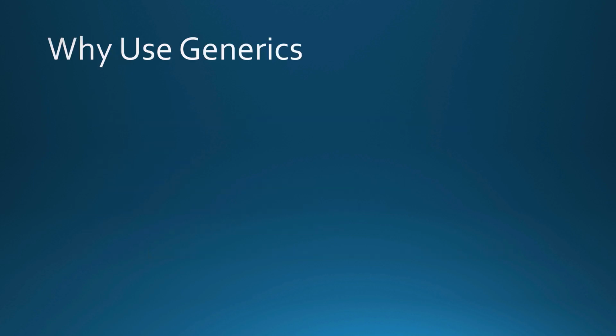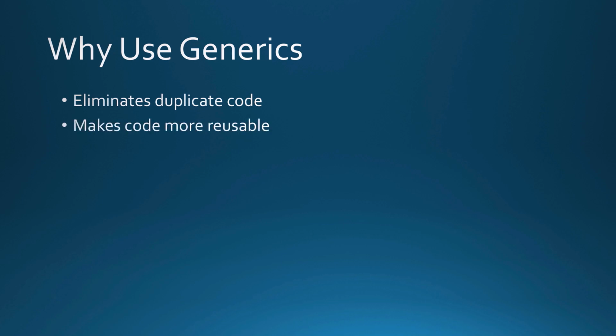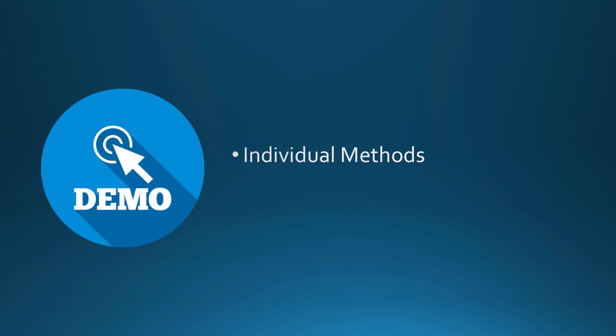So why use generics? Well, generics eliminate duplicate code, they make our code more reusable, and they enforce type safety. And we're going to see that as we go along here, so you can really see the differences. Let's first take a look at the individual methods like GetAsString, GetAsInt. Then we'll take a look at the generic version of those.